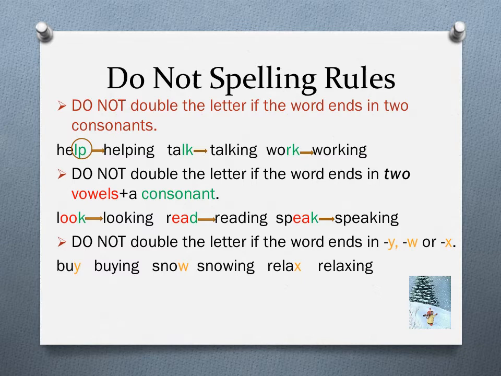Rule 3. Do not double the letter if the word ends in Y, W, or X, like the following examples. The verb buy ends in Y, so we do not double the last letter. Buy, buying. We just add the ing. Snow ends in W, so we just add ing. It's not necessary to double the last letter, which is W.